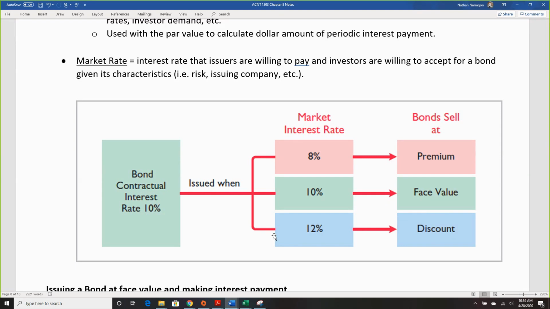So this is again like if GameStop came out and said, I want to issue a bond, and everybody knows GameStop is not doing well. Well, I don't have faith enough to get it at face value. There's not going to be a lot of demand for it to be selling higher. So people are going to wait for a discount.